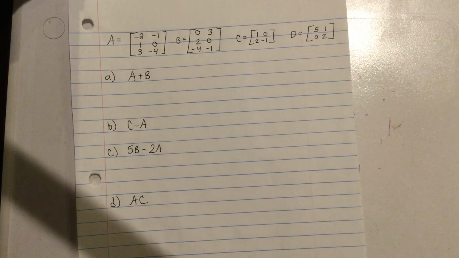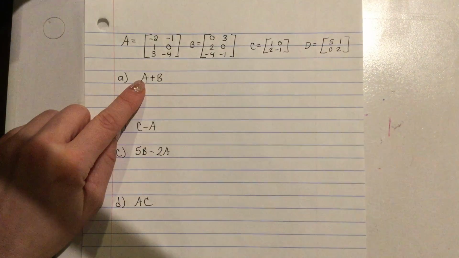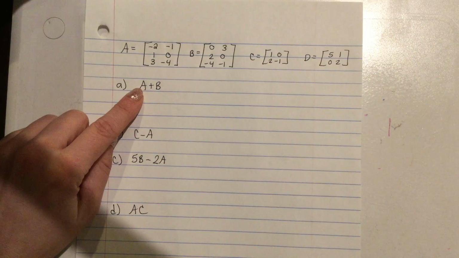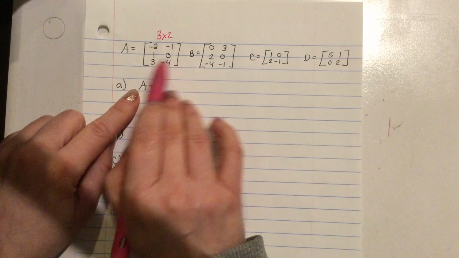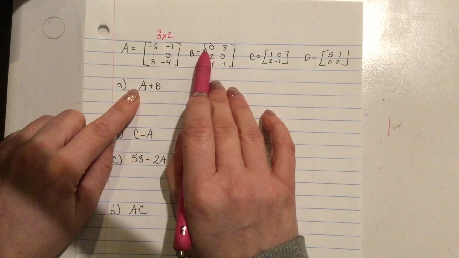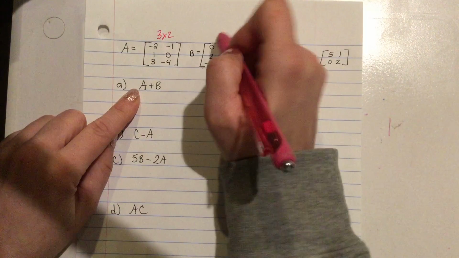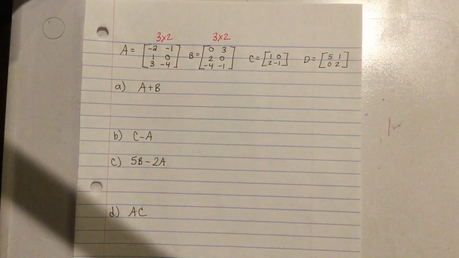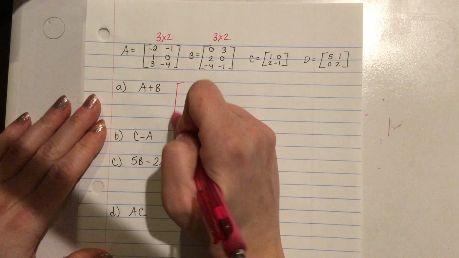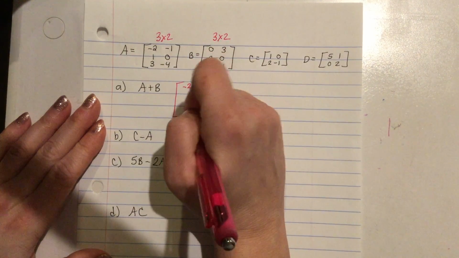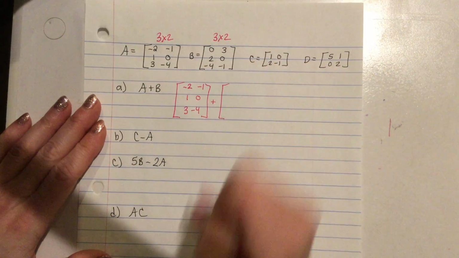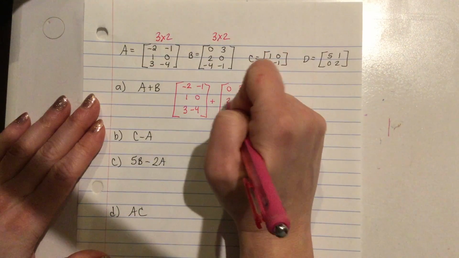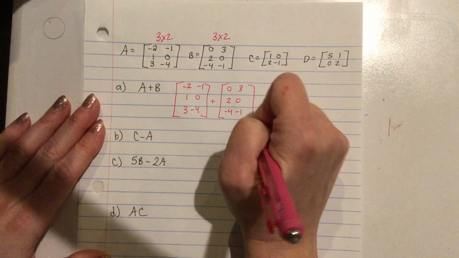Okay, then what we did is we looked at operations for matrices. You can add and subtract matrices as long as they have the same dimensions. So if I look, this is a 3 by 2 because I can go across horizontally 3 times, vertically twice. B is also a 3 by 2. Because these are both 3 by 2s, yes, I can add them. So I take -2, -1, 1, 0, 3, -4. That's the A matrix. Plus the B matrix: 0, 3, 2, 0, -4, -1.